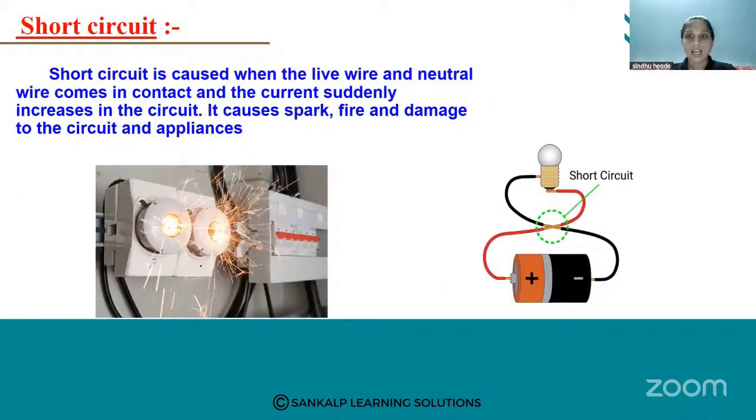And last and another important concept, that is short circuit. How does this short circuit happen? Short circuit is caused when live wire and neutral wire come in contact. See this diagram, it explains clearly. See, this red insulation indicates live wire and this black insulation indicates neutral wire. If suppose they get contact with each other or overlap each other, that time the short circuit happens. So there is a sudden increase in the current in the circuit.